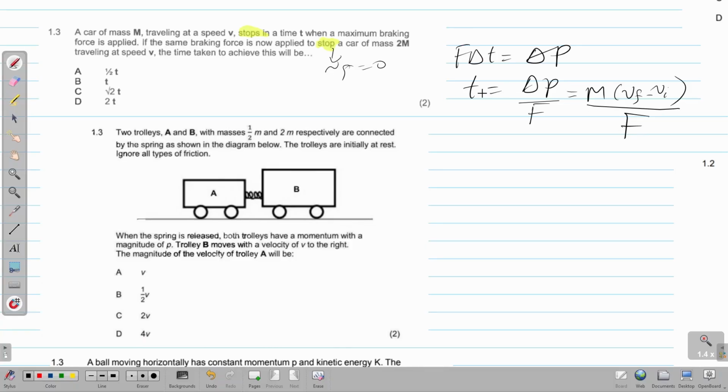So we want the relationship between time and mass, and we can see from this equation that time is directly proportional to mass. This means that if mass changes from m to 2m, then time is also going to double. So t is going to change to 2t. Therefore, the correct answer here is D. Time is going to be twice as much.